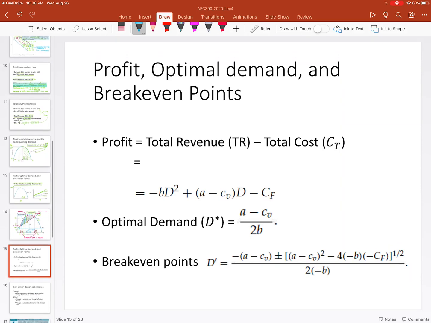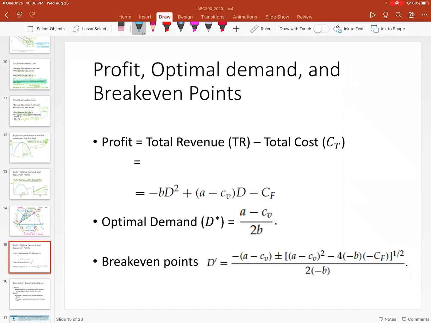Alright, so after we have seen this chart, we already know that we can maximize our profit. And we can also know what is the optimal demand to maximize it. And we also are interested in the break-even points, D1 prime and D2 prime, right? So what function or what formula can we use? So first, the profit.